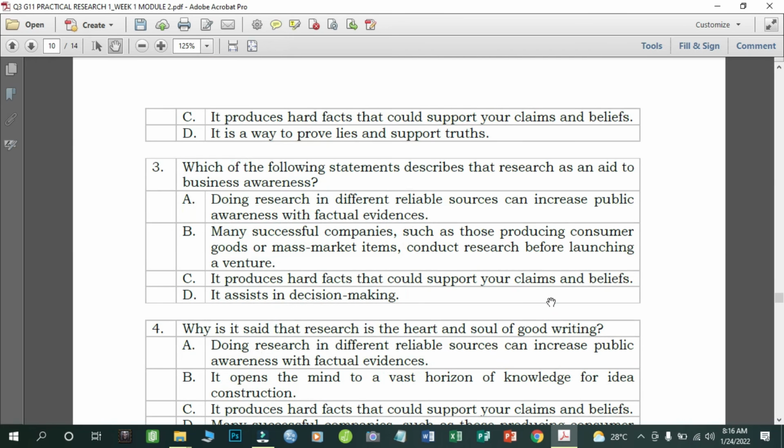Okay, for number 3, which of the following statements describes research as an aid to business awareness? A, doing research in different reliable sources can increase public awareness with factual evidences. B, many successful companies, such as those producing consumer goods or mass market items, conduct research before launching a venture. C, it produces hard facts that could support your claims and beliefs. D, it assists in decision making.